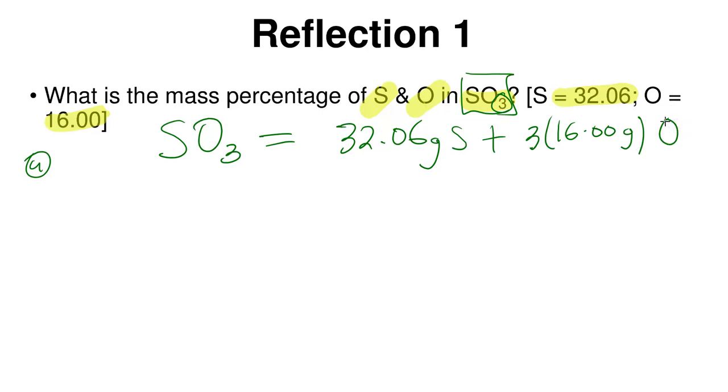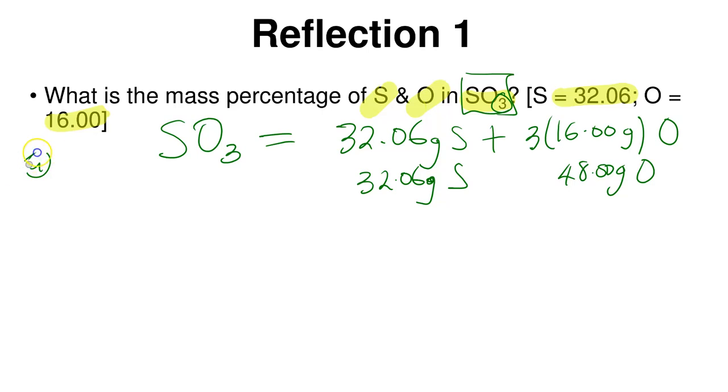So what I'm going to do, to total it now, of course, this is still 32.06, is only 1 gram of sulfur. And here, when you do 3 times 16, it's going to give us 48.00 grams of oxygen. So in this molecule, there is 32.06 grams of sulfur and there is 48.00 grams of oxygen. So now to calculate, I think I'm going to wipe this out.